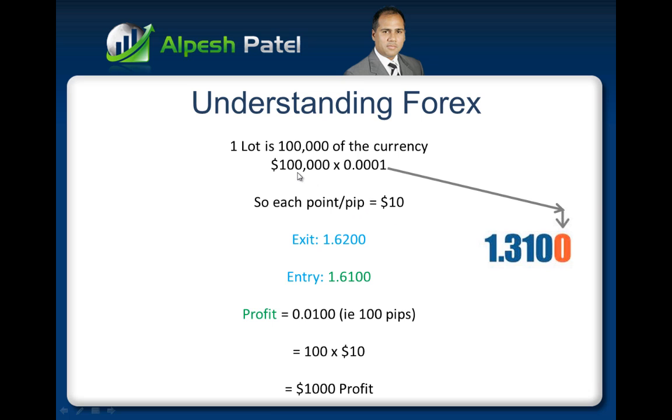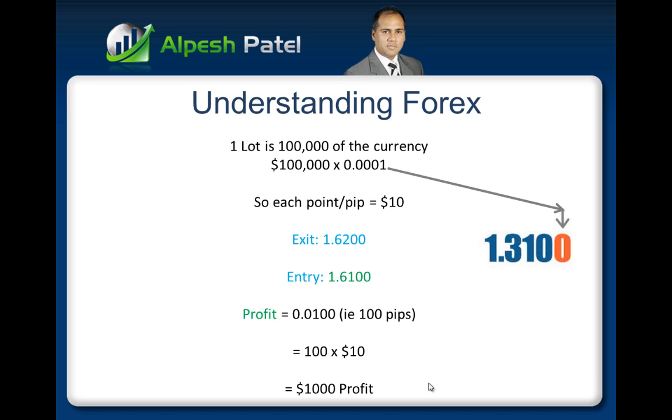So each pip, or each point there, must be $10. So if you exited at 1.6200 and entered at 1.61, then you must have done, as you can see, 100 pips. See the maths: entry, take away, exit. And 100 pips, given that each pip is worth $10, how do we know it's worth $10? Because we had one lot, which is 100,000 times 0.0001, means you made $1,000 profit. Pretty simple. So that's what we're trying to do. We're trying to make those kinds of profits. That's the maths of working it out.